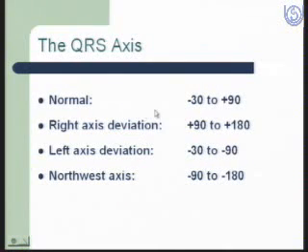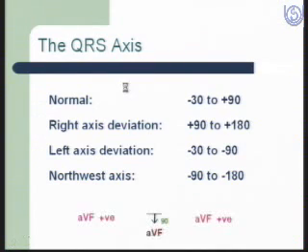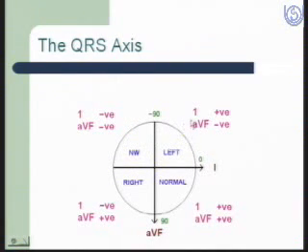Normal QRS axis varies from minus 30 to plus 90 degrees, whereas if the axis of the QRS is plus 90 to plus 180, we call it right axis deviation, and if it is minus 30 to minus 90 degrees, we call it left axis deviation. Between minus 90 and 180 degrees, we call it a northwest axis. So if we see the ECG in lead 1 and lead AVF, we can easily determine the axis.